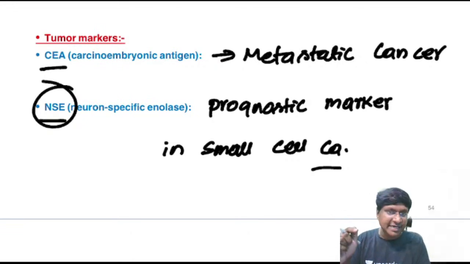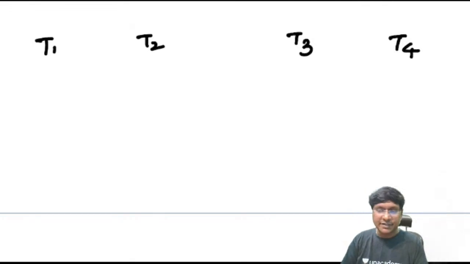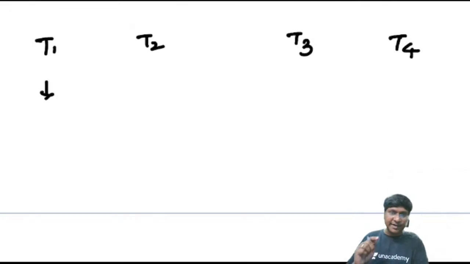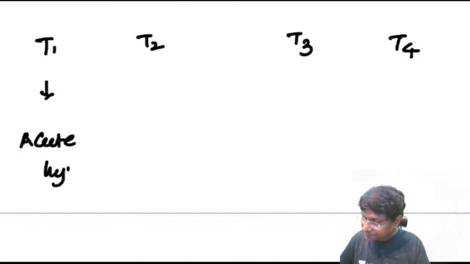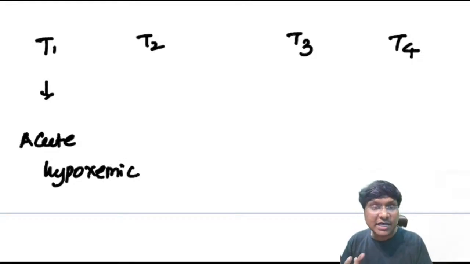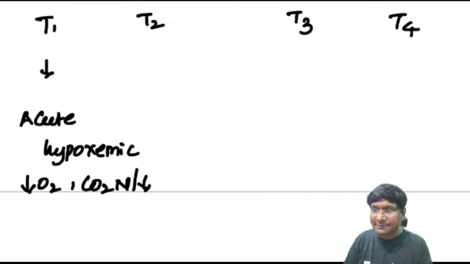One important point that you were asking me about is respiratory failure. If you take this topic of respiratory failure, we have type 1, type 2, type 3 and type 4 respiratory failure. Type 1 respiratory failure is acute hypoxemic respiratory failure, and that is due to alveolar flooding. In type 1 respiratory failure, you will have hypoxia. Carbon dioxide levels will be normal or reduced.